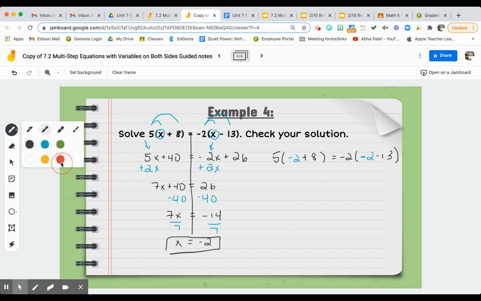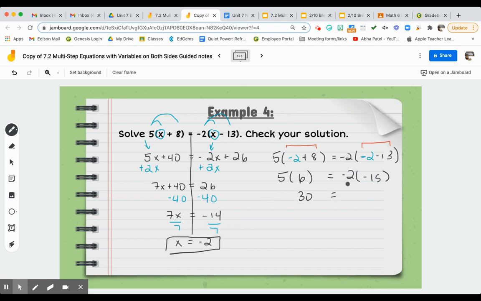Now you're following order of operations. Order of operations always has grouping symbols first. So you actually have to simplify your two parentheses first. That's your first step. So you're going to have 5 times negative 2 plus 8 is 6 is equal to negative 2 times negative 2 minus 13 is negative 15. 5 times 6 is 30 is equal to negative 2 times negative 15 is also 30. So we are good here.